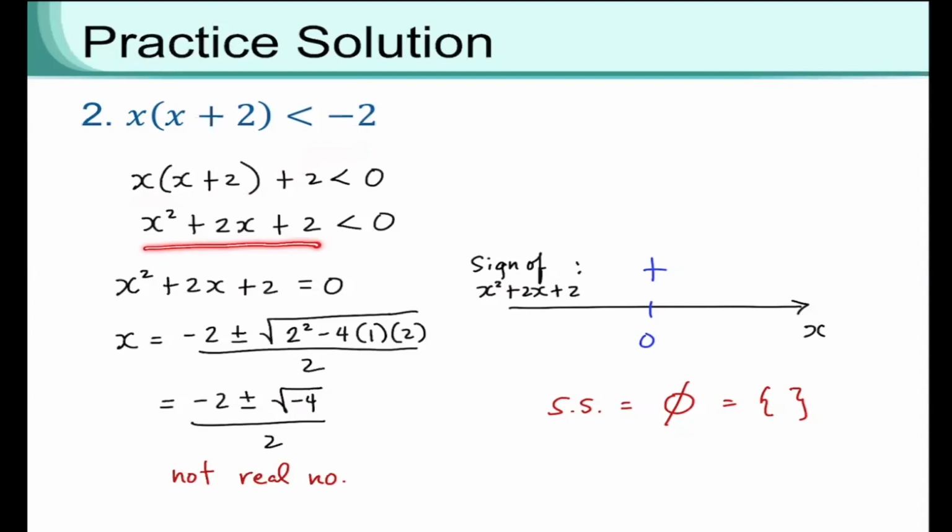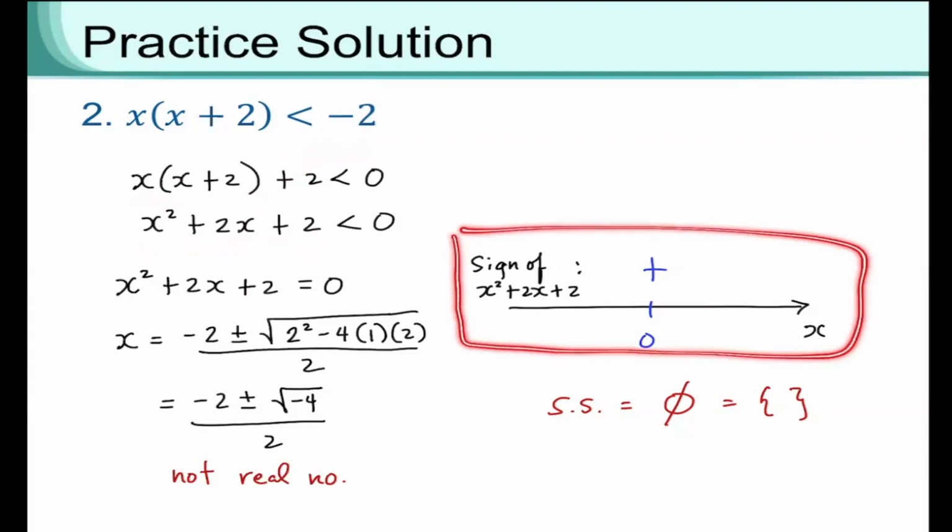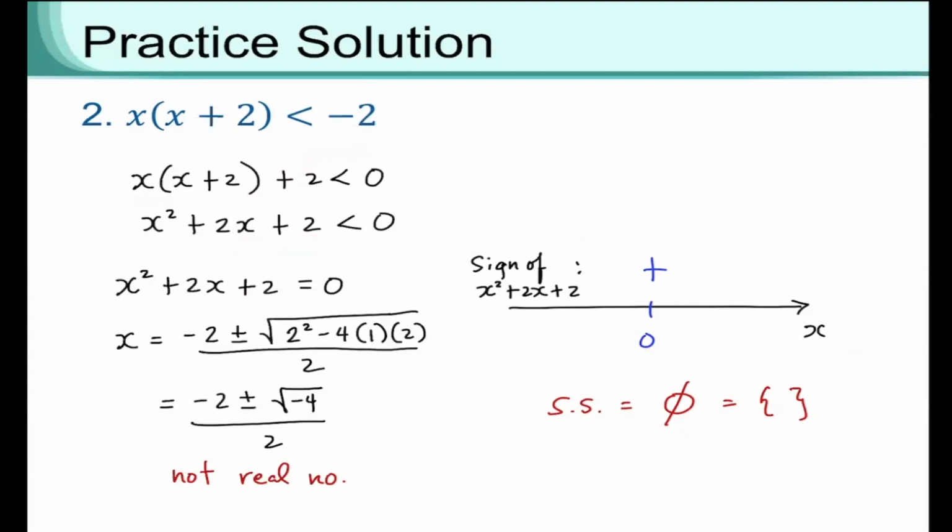And we're going to use a sign graph to solve this inequality. First, we have to exclude the x values that will make this left-hand side equal to 0. Since this is not factorable, we can use the quadratic formula. And when we use the quadratic formula, we see that the solutions are imaginary solutions. So they are not real numbers. So there are no exceptions here.